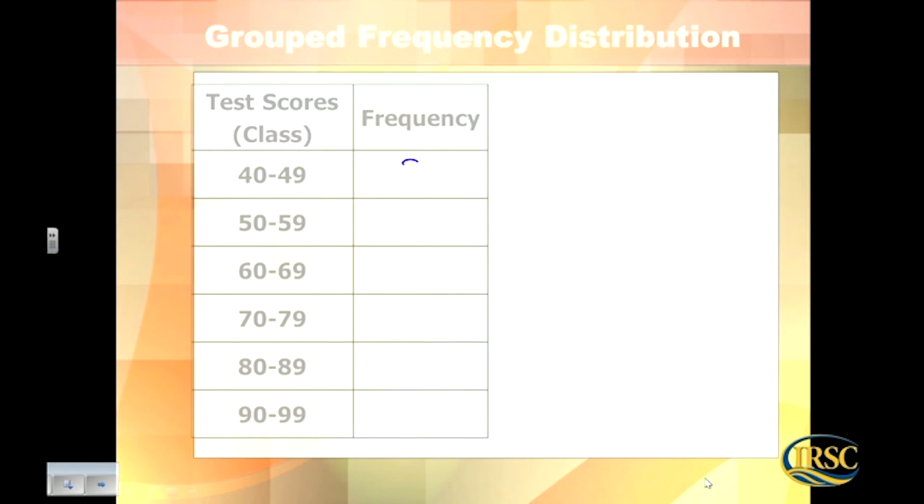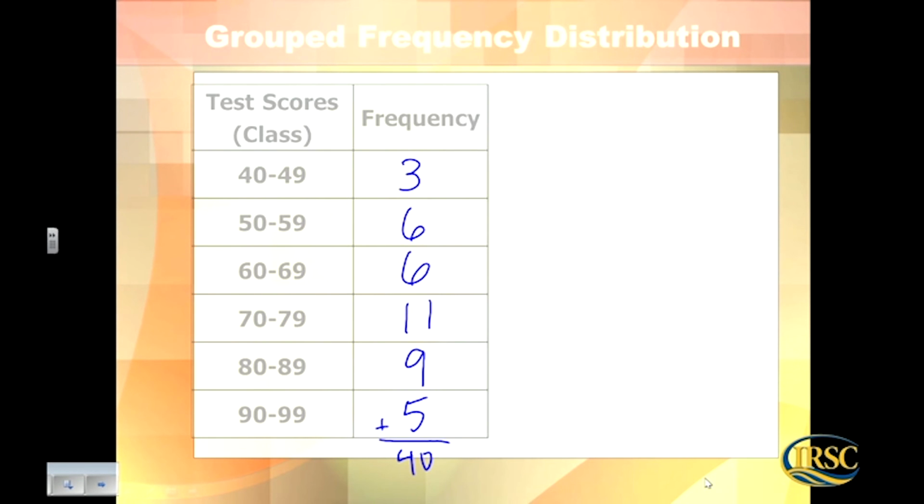Okay, 3 in the 40s, and then the 50s, 6, 60s, another 6, 70s, 11, in the 80s, 9, and the 90s, 5. Okay, add those up. Does that add up to 40? Yes. Okay, good.